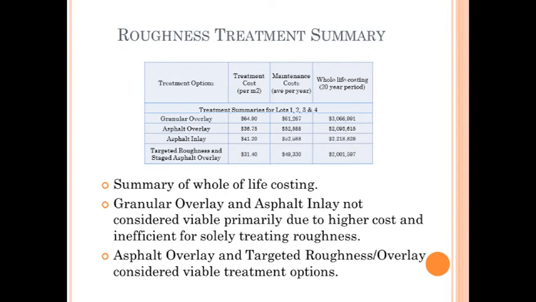can see the targeted approach has the best whole of life costing, whereas the granular overlay has a significantly higher cost, around 50% more than any of the other asphalt-based options. And based on that, the granular overlay is not considered a viable treatment for the site.